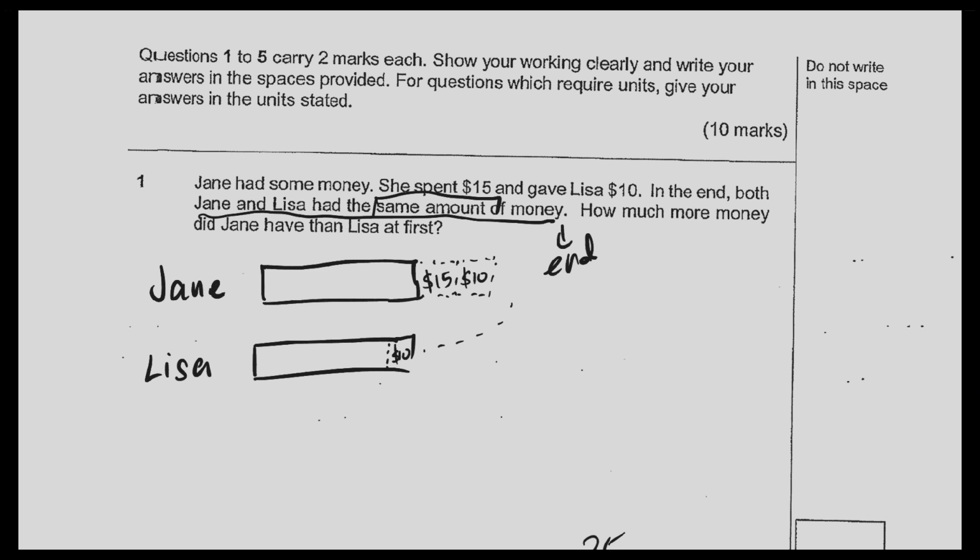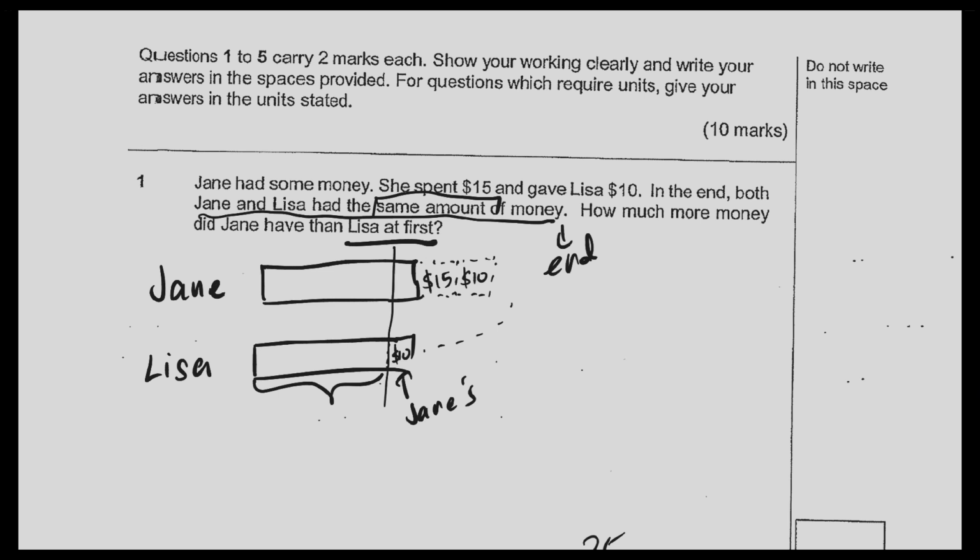So how much more money does Jane have than Lisa at first? How much money does Lisa have at first? We must answer this question first, right? So it's quite obvious from the model. You see that this $10 is Jane's. So Lisa's actual money is just this portion. So how much more money does Jane have if we draw this line?